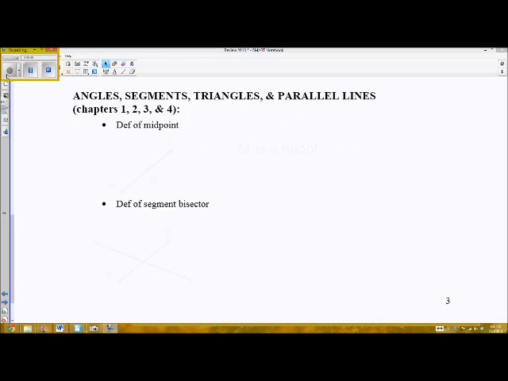Oh, great Odin's raven! So we're going to do a quick overview of proofs and algebra examples related to angles, segments, triangles, and parallel lines. Before we do that, I'm going to review some of the key theorems and definitions related to these kinds of questions. So first, a definition of midpoint.